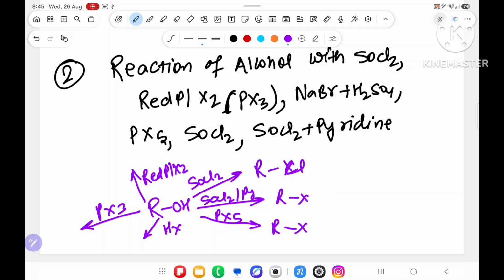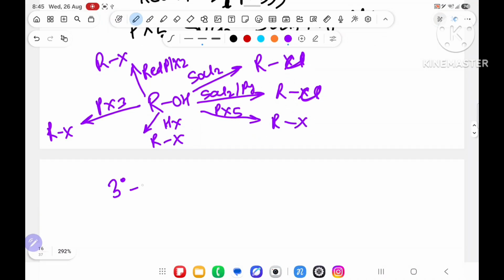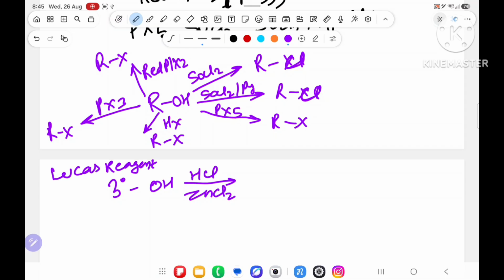Over here Cl is there, so Cl. RX. This I will not do in detail. Only one thing you already know, that whenever we have 3 degree alcohol, it will react with HCl in presence of ZnCl2, and this reagent is Lucas reagent, and with Lucas reagent 3 degree alcohol will give immediate turbidity.